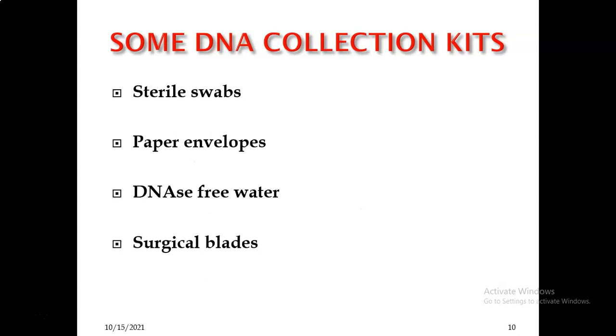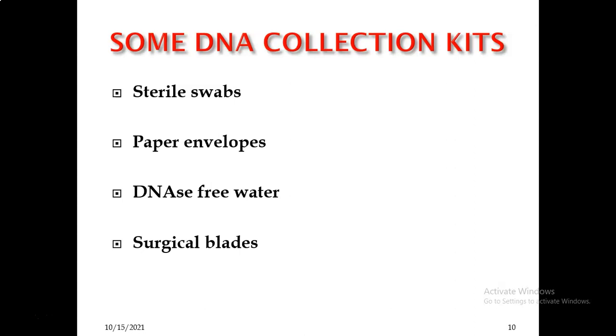Now let's look at some DNA collection kits. If you want to collect DNA evidence either at the crime scene or from suspects, what are the necessary instruments that you need? 1. We need a sterile swab. Sterile swab means this swab is devoid of any contaminant, be it foreign DNA or microorganism.